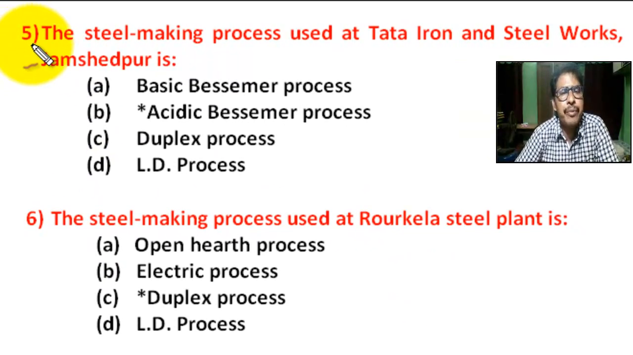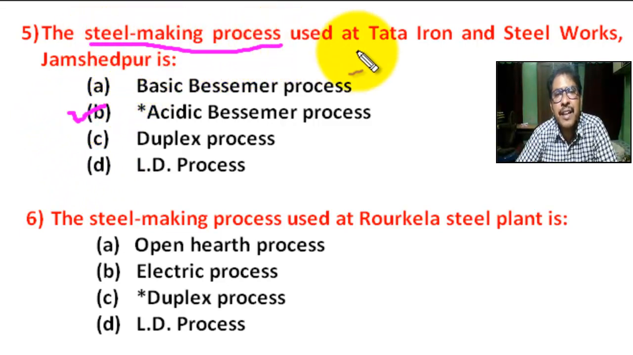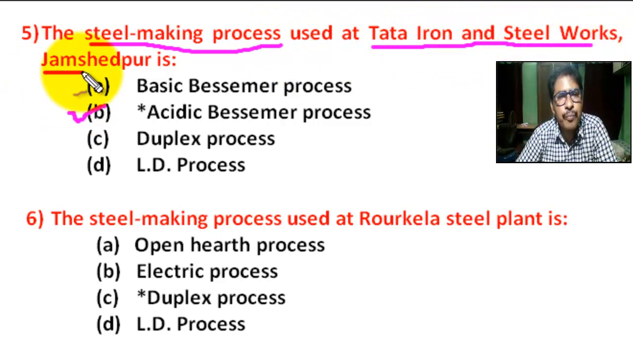Question number 5. The steel making process used at Tata Iron and Steel Works, Jamshedpur is. There are 4 options. Correct answer is B. Steel making process at Tata Iron and Steel Works, Jamshedpur is acidic Bessemer process.